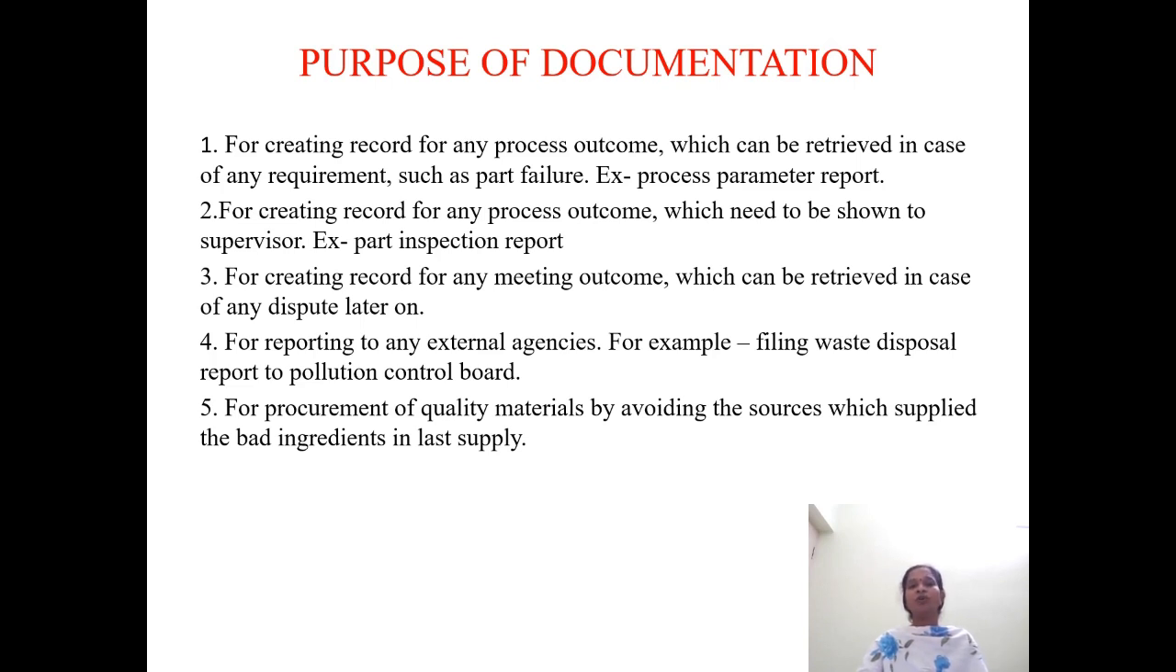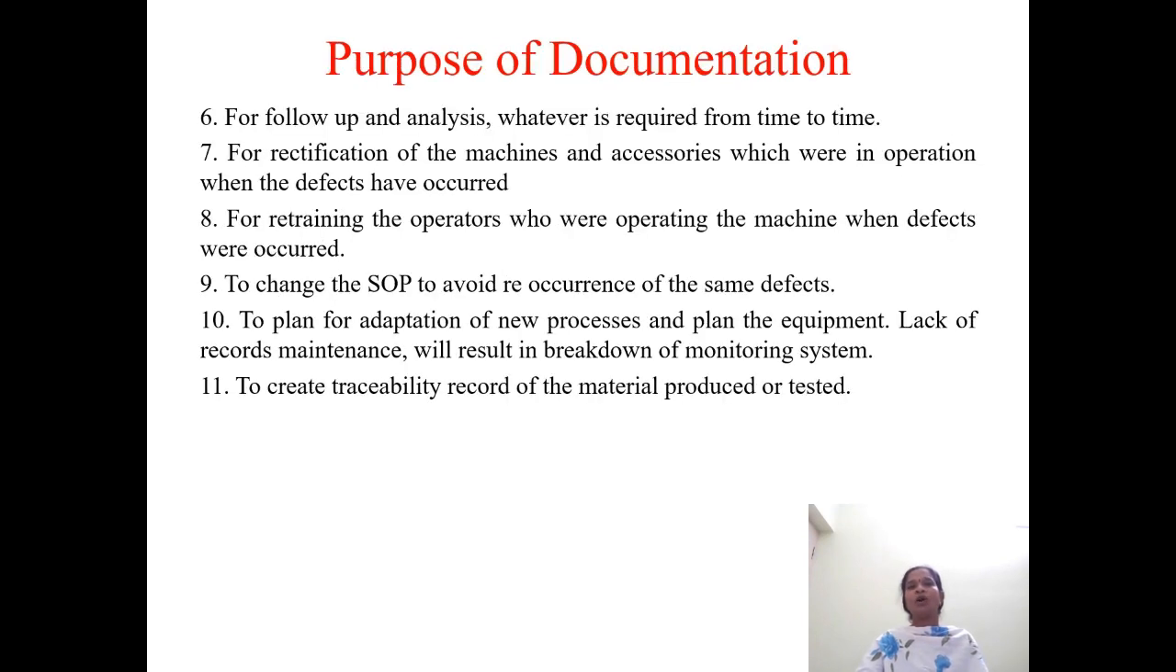For procurement of quality materials by avoiding the sources which supplied bad ingredients in their last supply. Also for follow-up analysis, whatever is required from time to time, and for the rectification of the machines and accessories which were in operation when the defects occurred, and also for retraining the operators who were operating the machines when defects occurred, to change the standard operating procedure to avoid recurrence of the same defects, and to plan for adoption of new processes and plan the equipment. Lack of record maintenance will result in breakdown of the monitoring system and of traceability records of the material produced or tested.